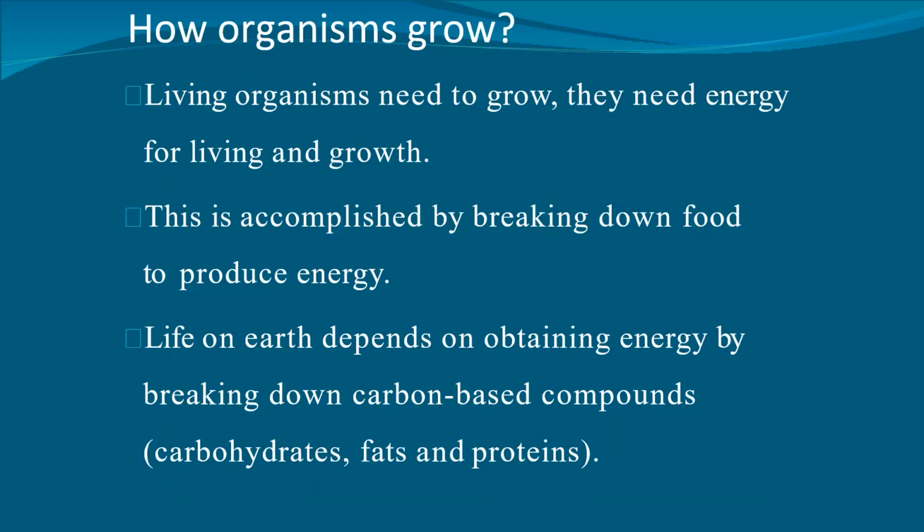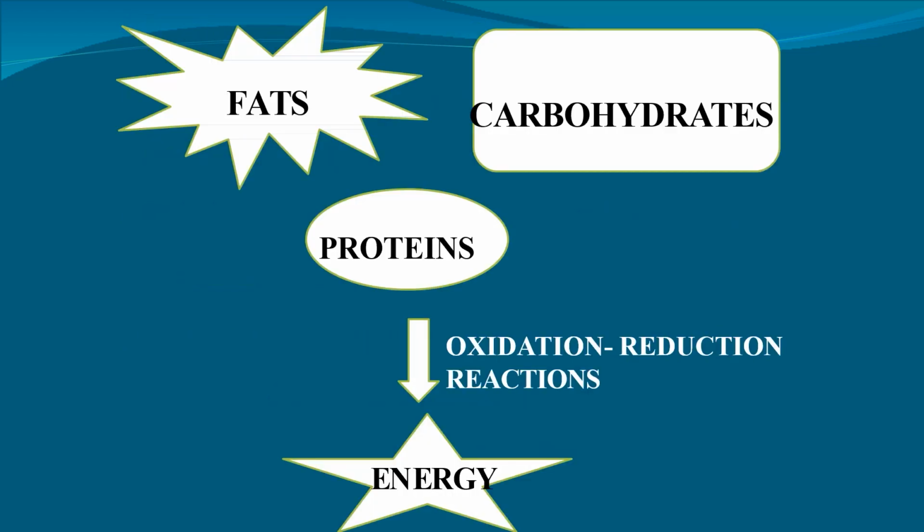If the living organisms need to grow, which is another life process, they again need energy for living and growth. So this is accomplished by breaking down food to produce energy. We know that life on Earth depends on obtaining energy by breaking down carbon-based compounds present in the form of carbohydrates, fats, and proteins. These fats, carbohydrates, and proteins undergo several oxidation-reduction reactions to produce energy.